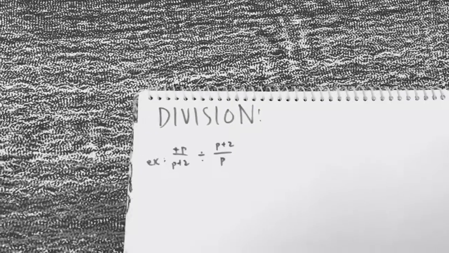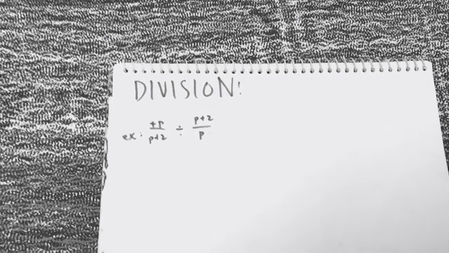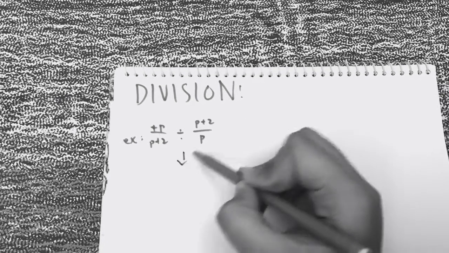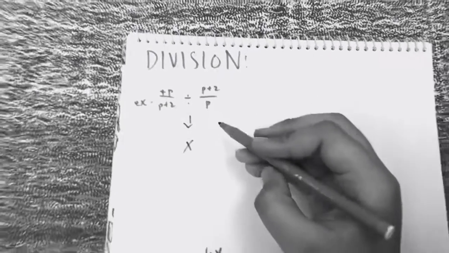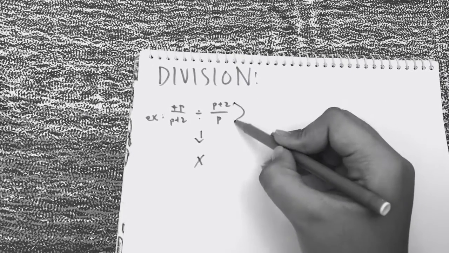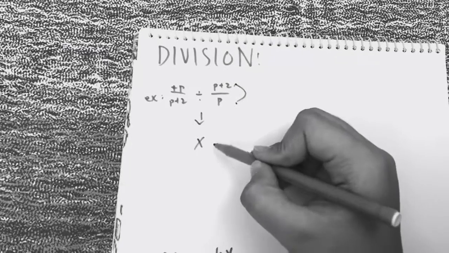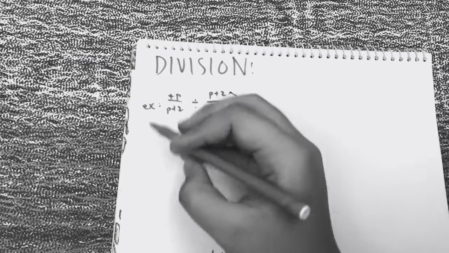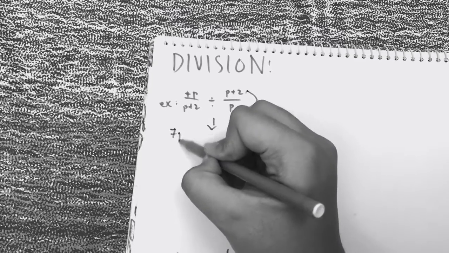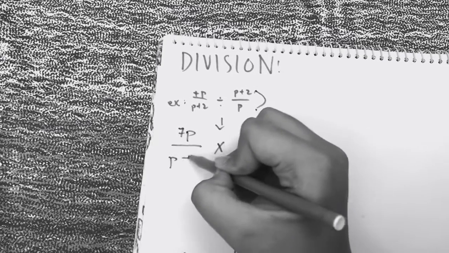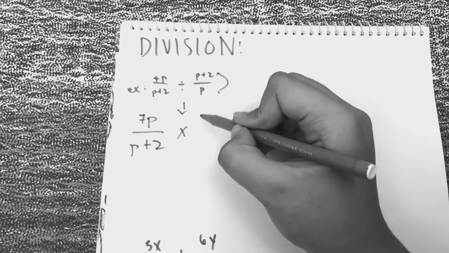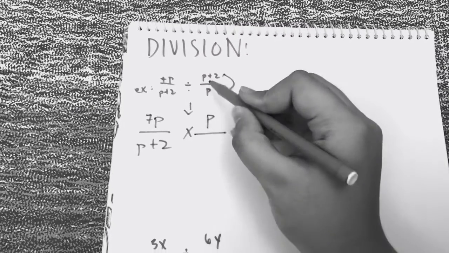Division will be similar to multiplication. When you're doing division, you always change it into multiplication, and you reciprocate the second expression. So you'll keep the first expression as it is, as 7p over p plus 2, multiplied by the reciprocal, making it p over p plus 2.